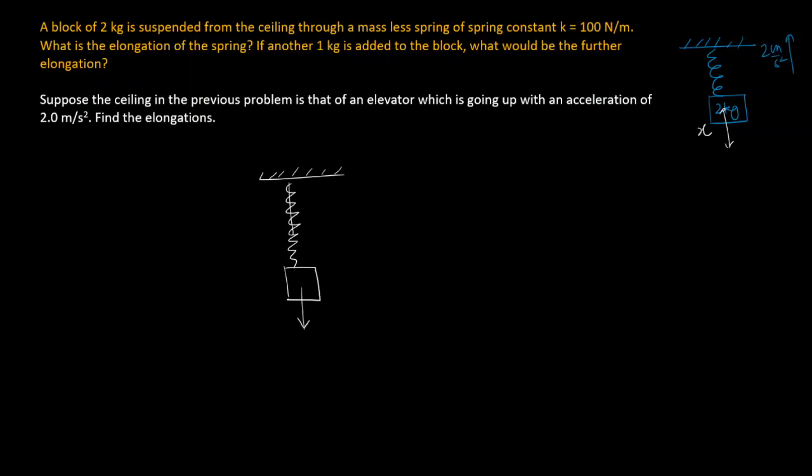You have the gravity acting on this 2 kg block. Let's take g to be equal to 10 in this example. Then the gravity acting on it will be 20 newtons. The spring force, since it's being elongated by a distance x, will act in the upwards direction, and its magnitude will be K, which is 100 newtons per meter, times x. And this entire block is also moving with an acceleration of 2 meters per second squared upwards.